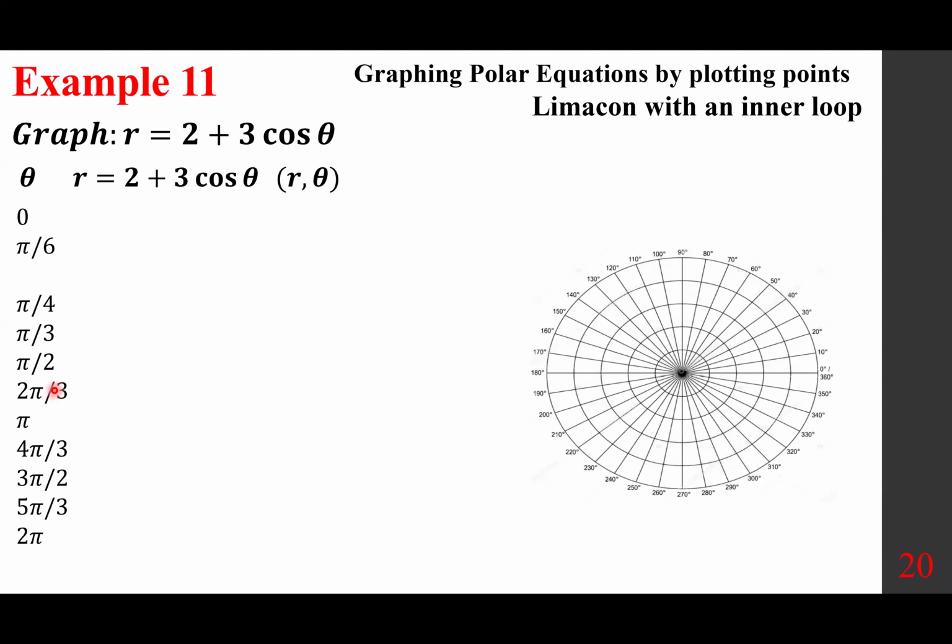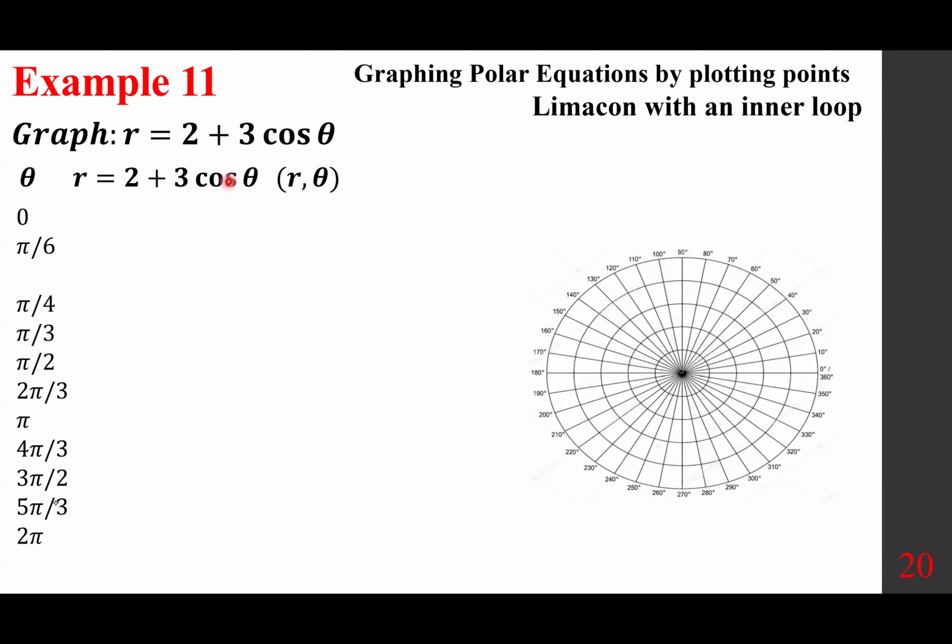2 pi over 3 is the same as pi over 3, 1/2, but in the second quadrant it is negative, so this makes it 3 times negative 1/2, negative 3/2, and 2 minus 3/2 is 1/2. Pi is easy because it gives you negative 1 times 3 is negative 3, and 2 is negative 1. So you get the picture, okay? 4 pi over 3 is just the same as 2 pi over 3, it gives you 1/2. 3 pi over 2 gives you 0 here, you get 2.